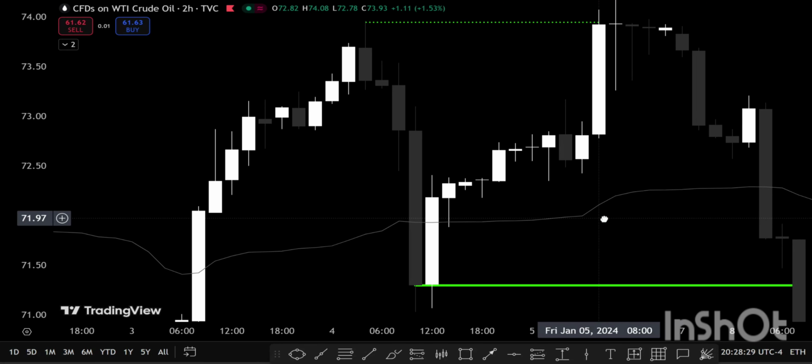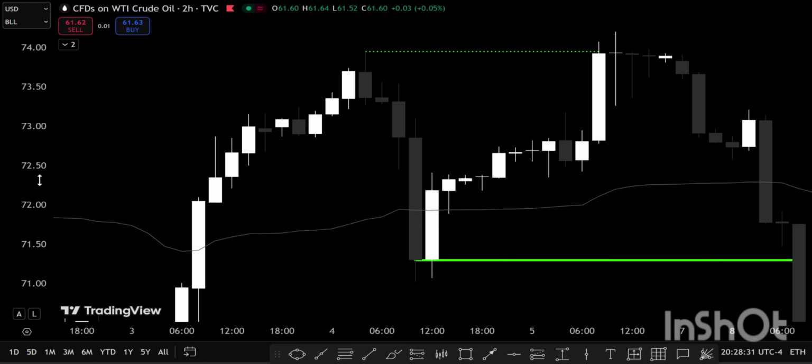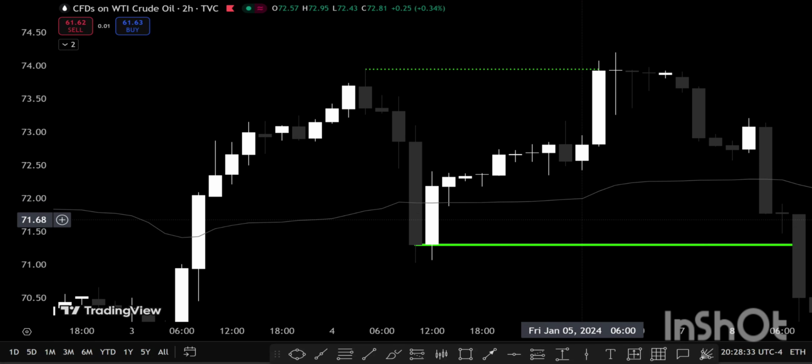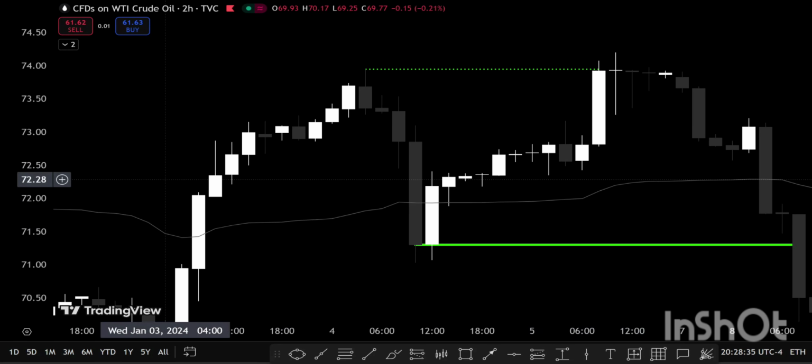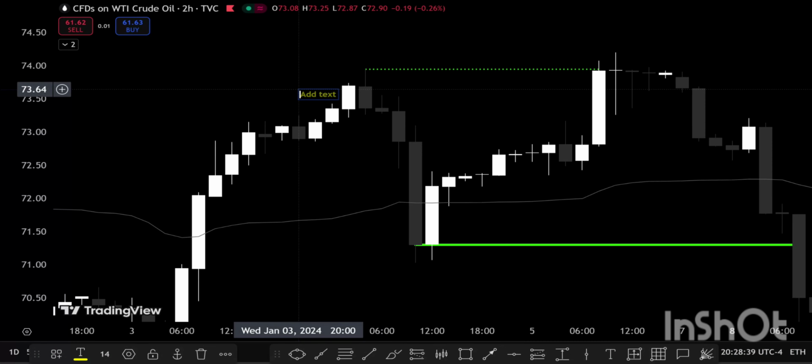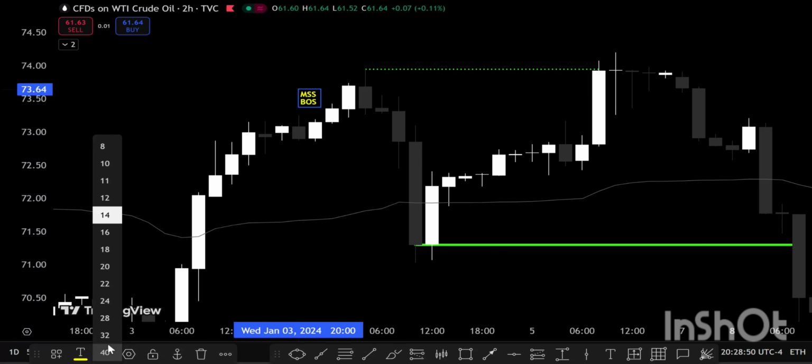Okay, boom. So now, this don't necessarily mean we're in a reversal, because you have something called a market structure shift, and then you have a breaker structure. Okay, so we have something called an MSS, which is a market structure shift, and then we have breaker structure, BOS. Based on my understanding, the BOS is stronger than a market structure shift.